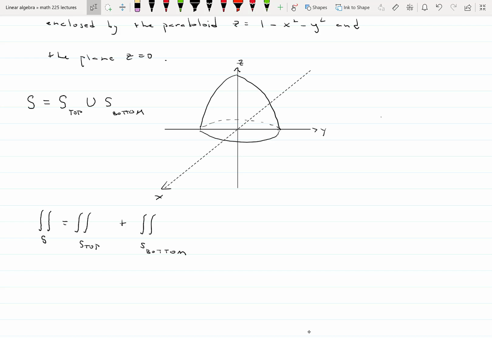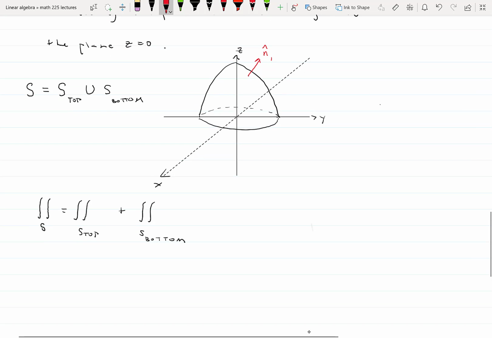So I'm going to need an outward normal. I'm going to picture that. I'm going to call that n sub 1, and I'll draw it in red. So here's n sub 1. It's pretty clear that n sub 1 is the upward normal for this paraboloid. Remember, the upward normal is the unit vector that has 1 in the z component before dividing by the length to make it a unit vector.